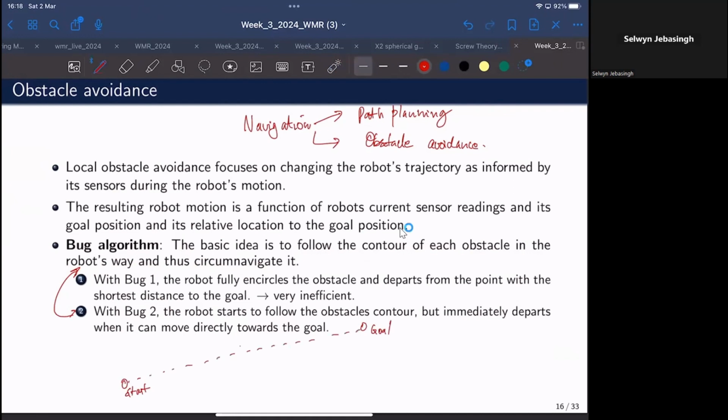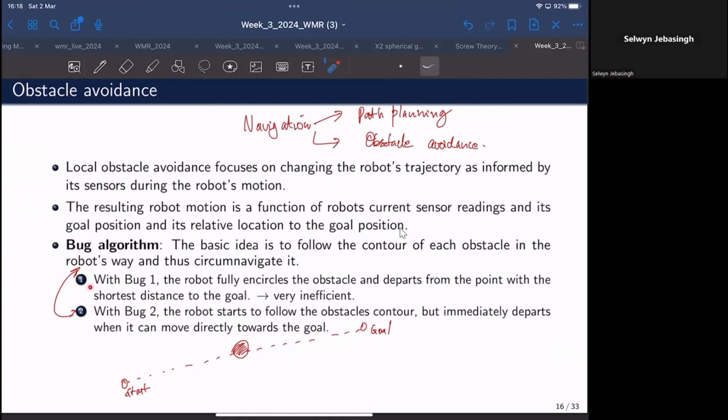But sometimes an obstacle may come in between. So what does it do? It will go along the planned trajectory. Once it encounters an object, it will circumnavigate around this obstacle and then depart. Once it has cleared this obstacle, it will depart for the goal along the pre-planned trajectory.